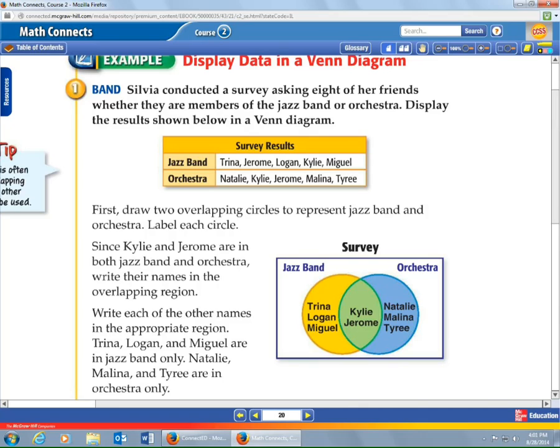So if we were to ask the question, who's in jazz band? Trina, Logan, Miguel, Kylie, Jerome. Who's in orchestra? Natalie, Melina, Tyree, Kylie, Jerome. All of them are in each piece. And we say, but who's in jazz band and orchestra? That would just be Kylie and Jerome. So with that, we can move on to our next example.